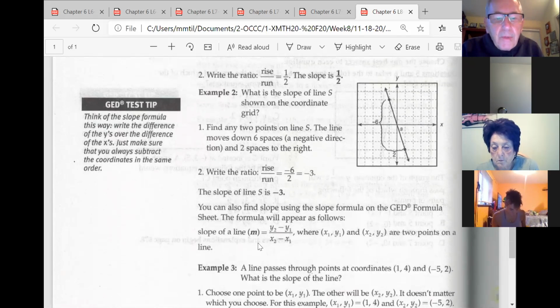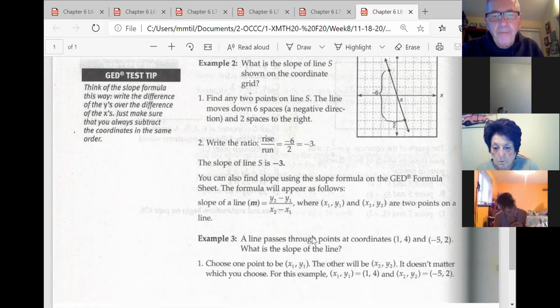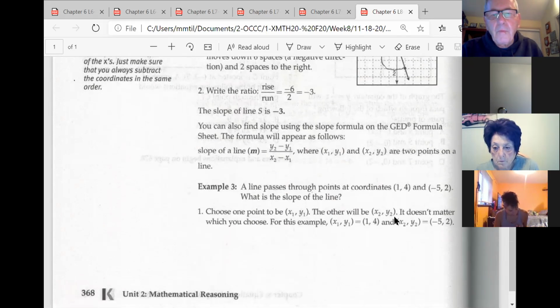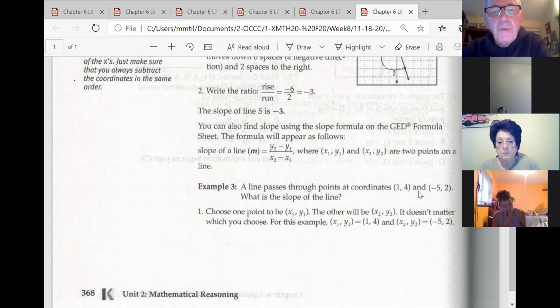And then it gives the formula for the slope, and we went over this. It's the delta, the difference in the y values divided by the difference in the x values. That's the same thing as the rise over the run. You take the second point minus the first point, and you divide one into the other, and you get that ratio, rise over run. And that's all they're doing here.